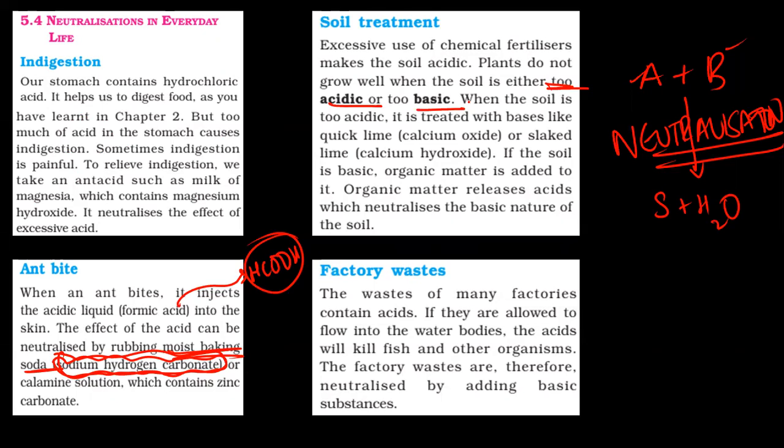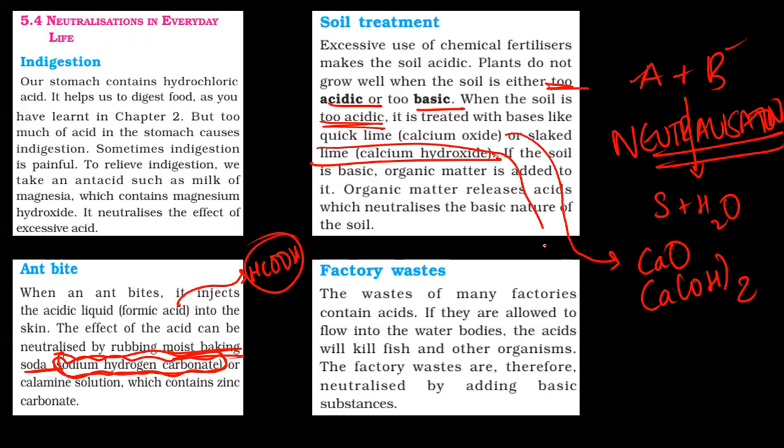But what is that substance? When the soil is too acidic, it is treated with a base like quicklime or slaked lime. That is calcium oxide and calcium hydroxide. Quicklime is this and slaked lime is this. Now, what if the soil is basic? Then organic matter is added. Organic matter releases certain acids which neutralize the basic nature. So if it is basic, we'll add organic matter. If it is acidic, we add bases like quicklime and slaked lime.